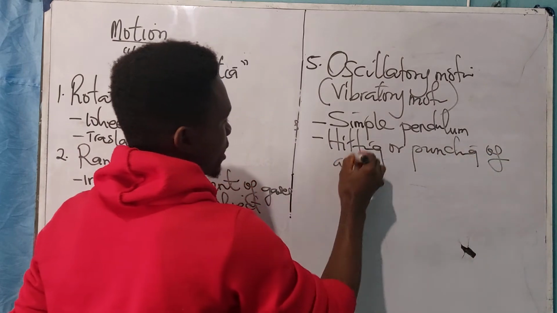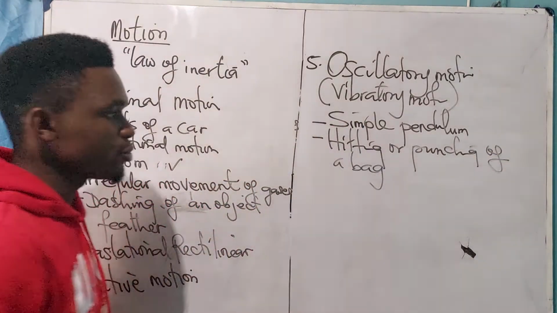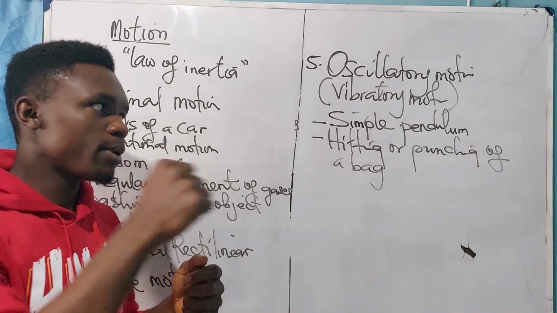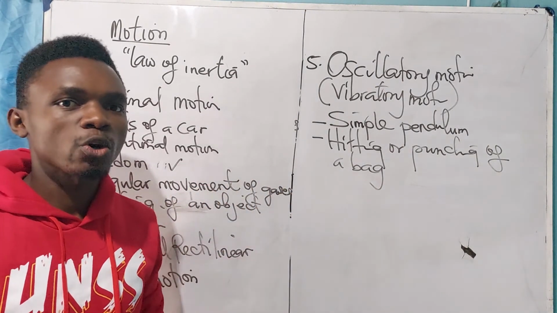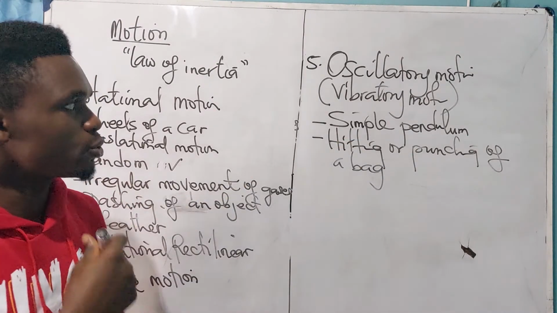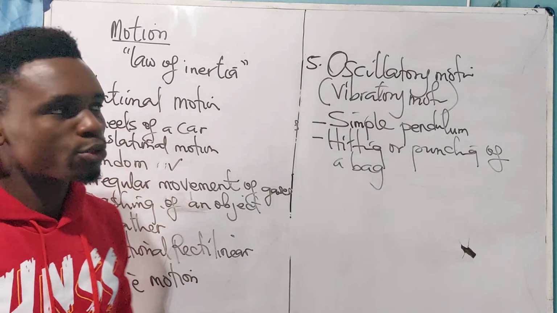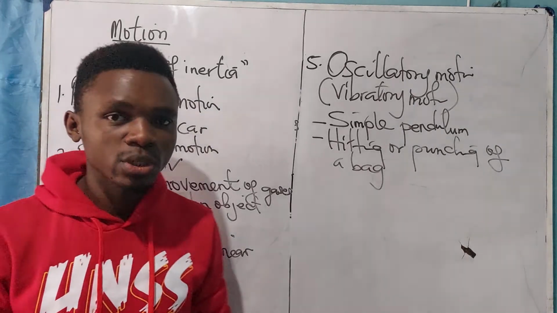And two, the hitting or punching of a bag is a type of oscillatory motion. As I'm punching, the bag moves towards my direction. It moves towards the opposite direction. To and fro type of motion. Oscillatory motion.